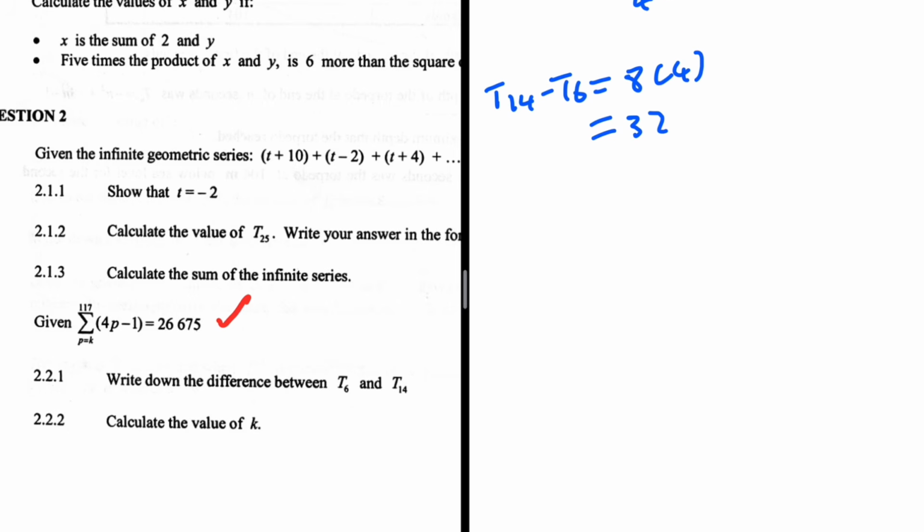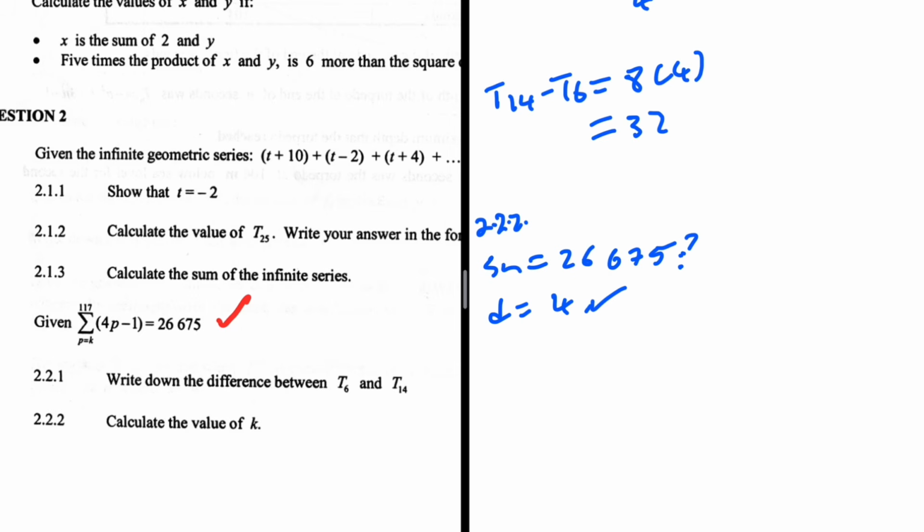2.2.1. Calculate the value of K. Right. So we are given the sum. We know the difference. Let's just start by writing that down. So we have the sum, which is 26675. We know the difference, which is 4. So if we wanted to calculate the sum and we had the difference, what else would we need? We would need A, the first term.